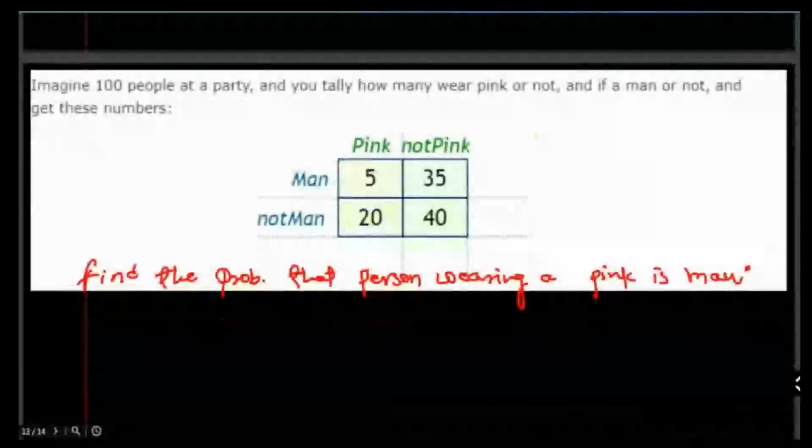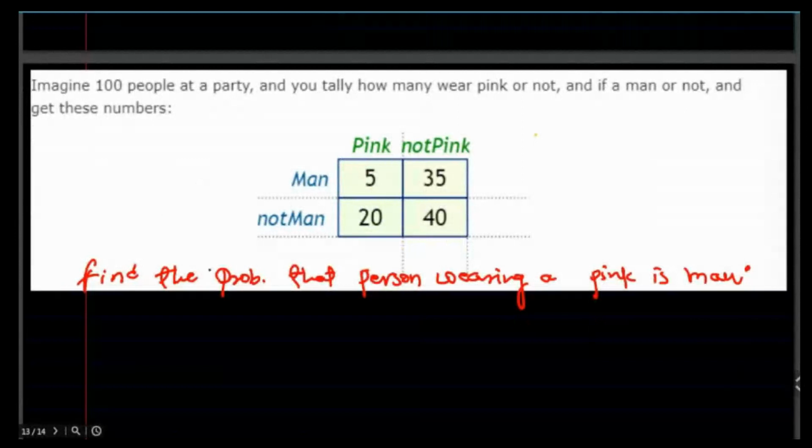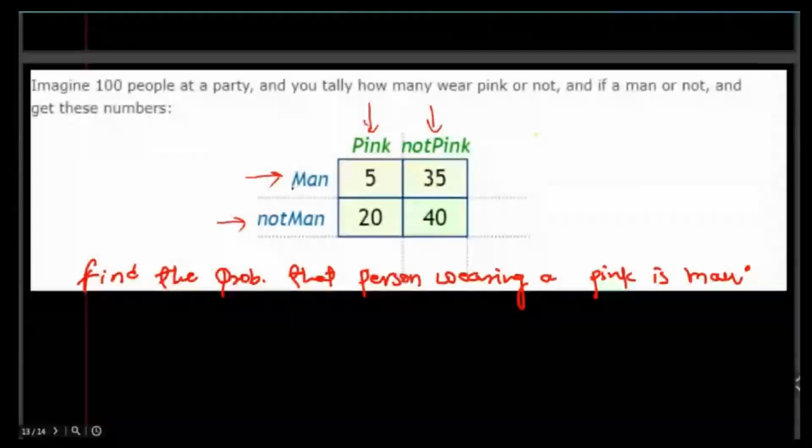Now let us try to solve the problem based on the confusion matrix. Imagine 100 people at a party and you tally how many wear pink or not, and if a man or not, and get these numbers. So this is the confusion matrix given. The rows indicate the person is a man or not a man, and the columns indicate the person wears pink or does not wear pink. And some figures are given here.